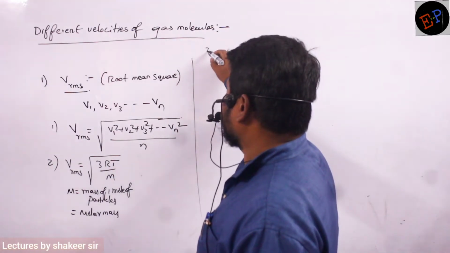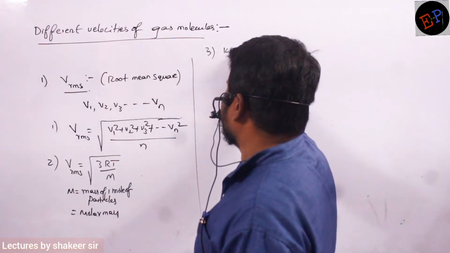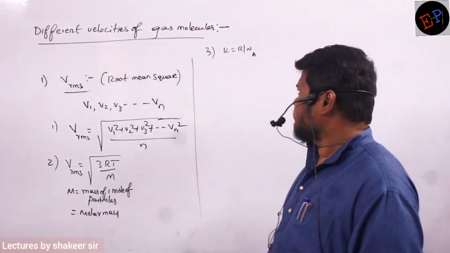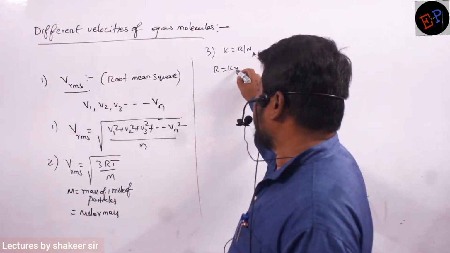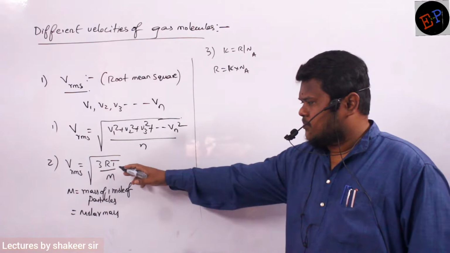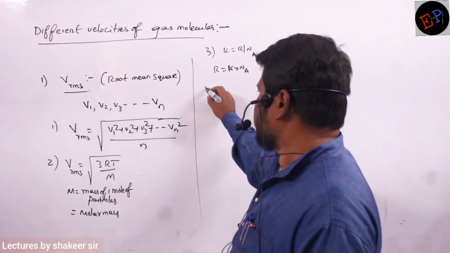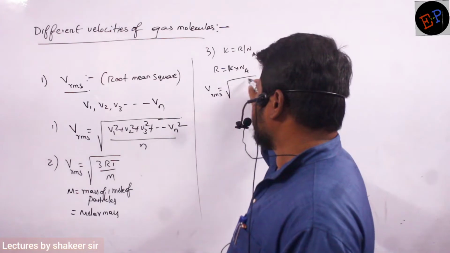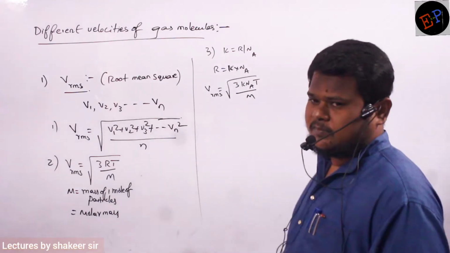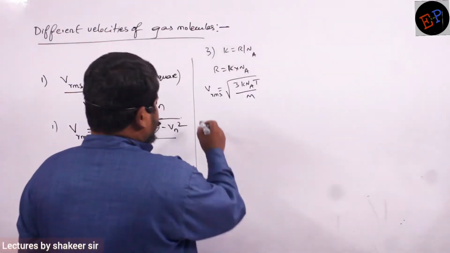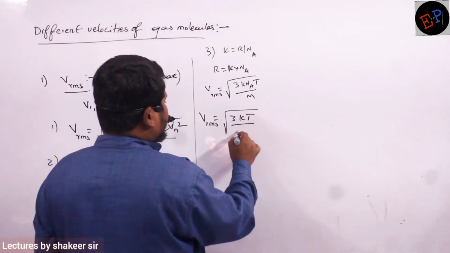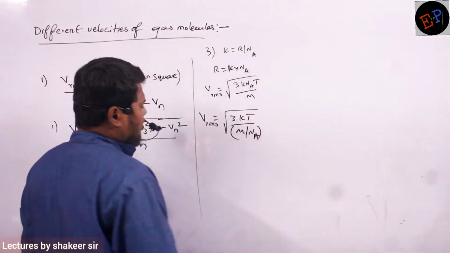And the third one: already we know that k is equal to R by Na. This relation we know, where k is called the Boltzmann constant. Therefore R can be written as k into Na, the Boltzmann constant multiplied by Avogadro number. So just substitute k into Na instead of R, then I will get another equation: Vrms is equal to the square root of 3k Na T divided by capital M. Now I will write Vrms is equal to the square root of 3kT divided by M by Na.